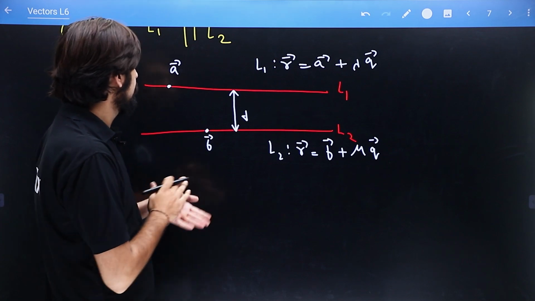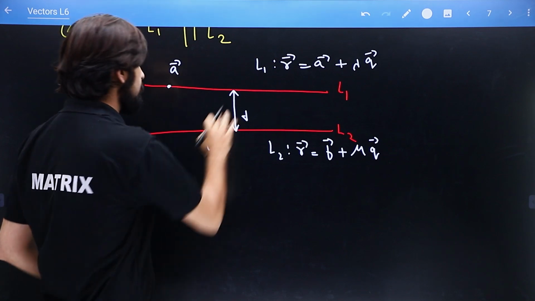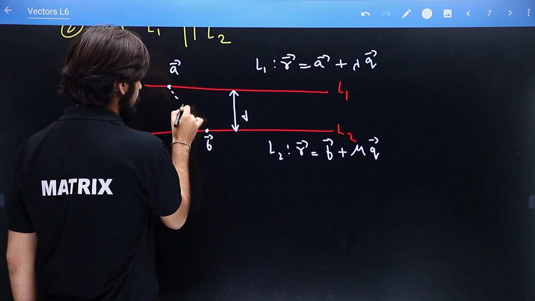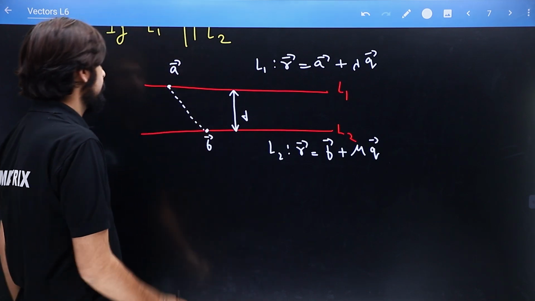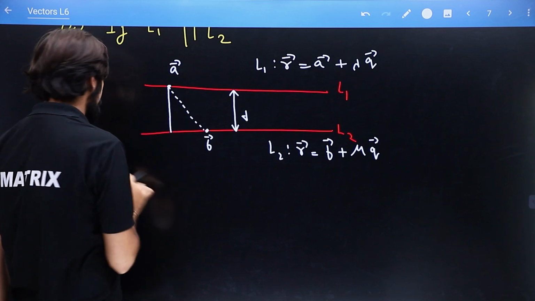Now what can we do? This is your distance and this is your AB vector. There are two ways. First, you can find the foot of the perpendicular of this. Method 1.